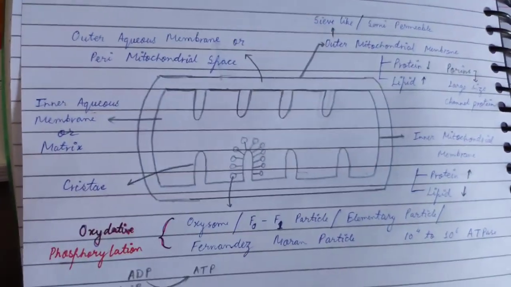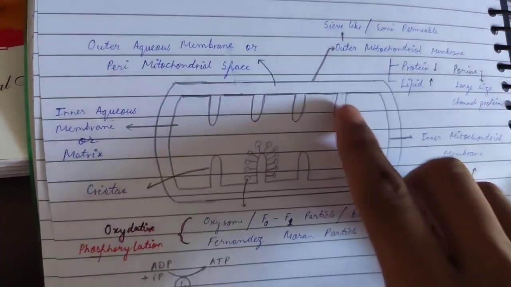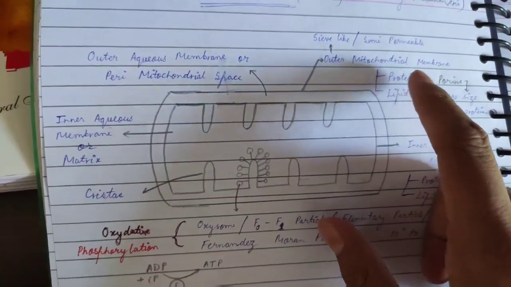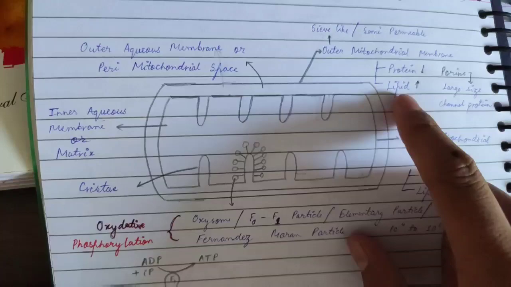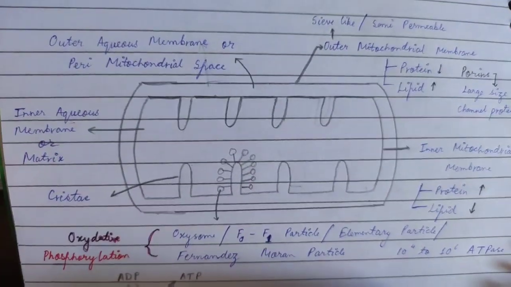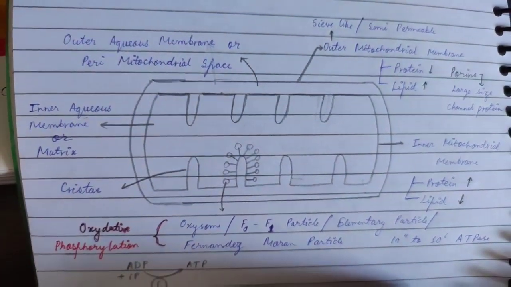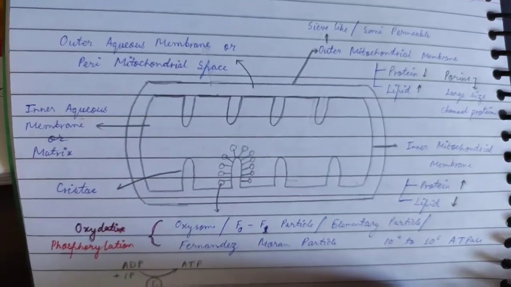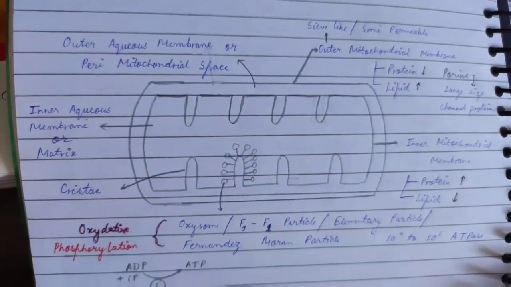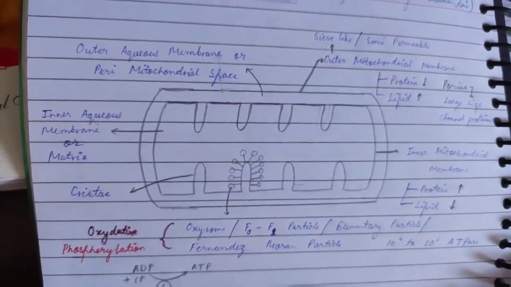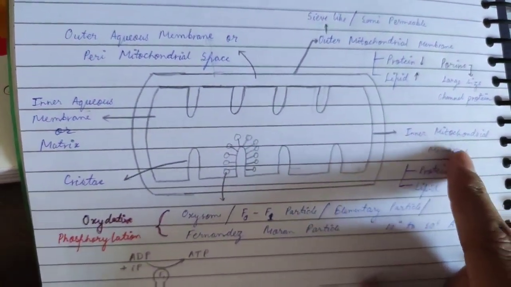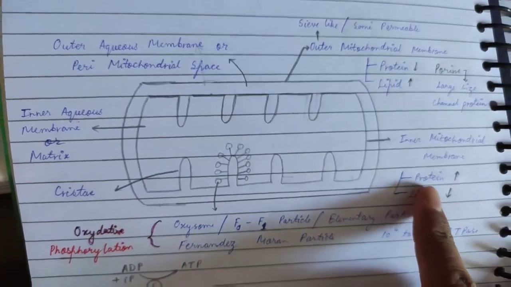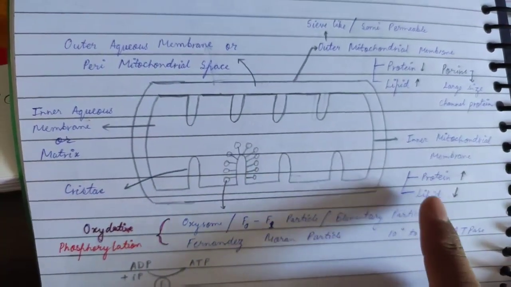See, this is the structure of the mitochondria. Okay, this is the outer membrane or outer mitochondrial membrane. It has less protein and more lipid in it. Okay, it is also semi permeable in nature, and there are porins present inside it. Porins are basically large size channel proteins. Okay, now next comes the inner mitochondrial membrane. In the inner mitochondrial membrane there is more amount of protein and less amount of lipid.